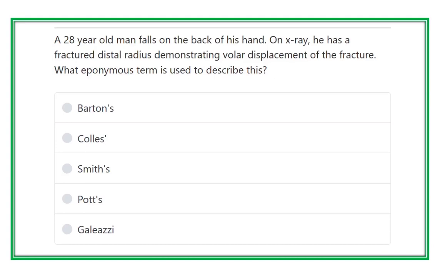An 8-year-old man falls on the back of the hand, and this is the X-ray. He has a fracture in the distal radius, demonstrating the volar displacement of the fracture. What eponymous term is used to describe this, that means, what is the diagnosis? A person who suddenly falls on the back, with distal radial fracture demonstrating volar displacement.